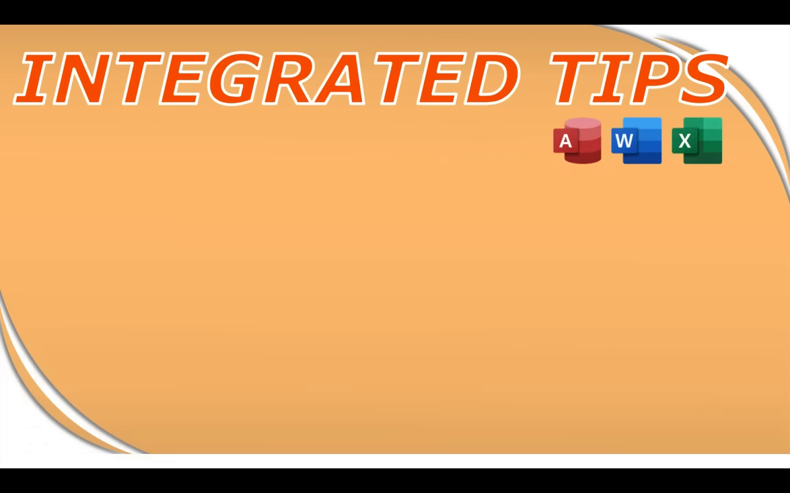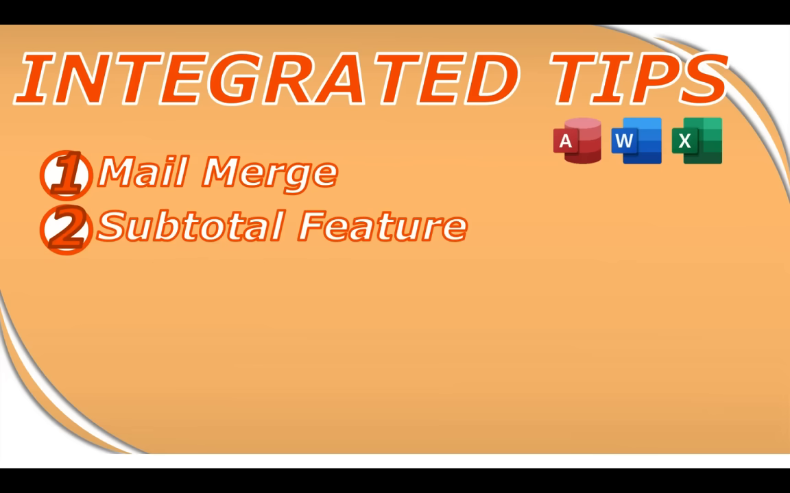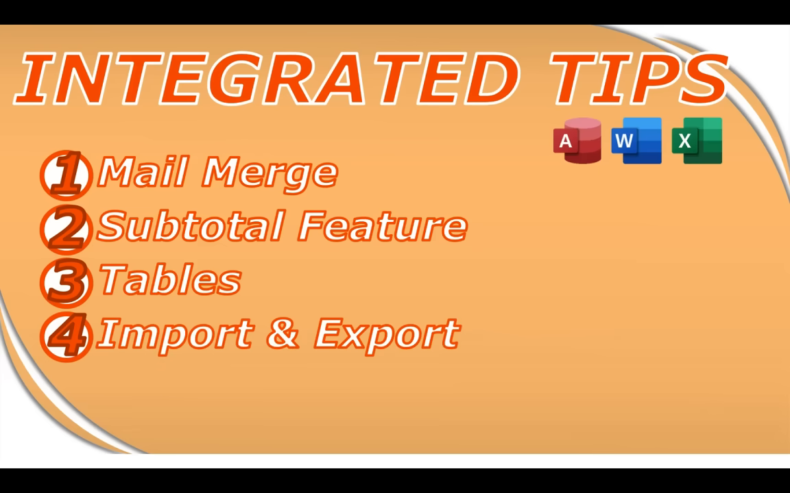So let's just recap our integrated tips. Number one, make sure that you know your mail merge. Make sure that you know how to go through those steps under mailings. Then the subtotal feature under data, make sure that you first sort your data and then apply the subtotal feature. And then with tables, select your data, then use all those filtering options available to you. Don't forget about import and export if you want to bring in data from another source or send your data to be used in a different file. And then last but not least, the linking aspect, when you want to paste special, and then make sure that you keep that link so that if something happens to the original data, it updates in the new file.